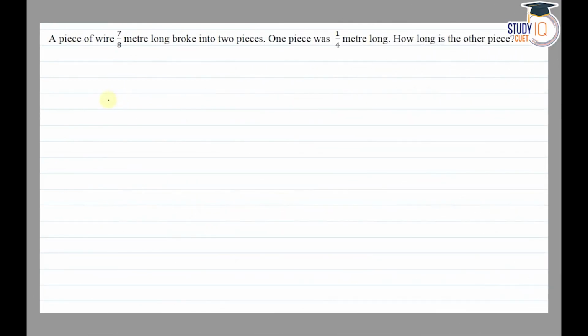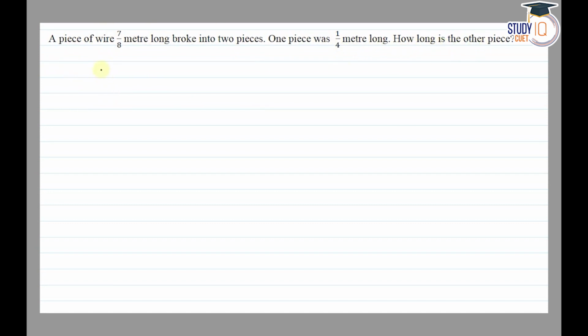Hello everyone, this question appears in Class 6 NCERT chapter of fractions. This is 6th question of its exercise 7.6. So the question says that a piece of wire 7 by 8 meter long broke into two pieces. One piece was 1 by 4 meter long. How long is the other piece?